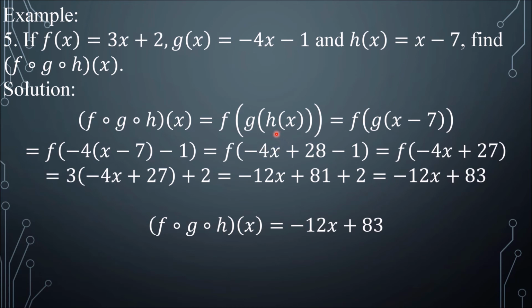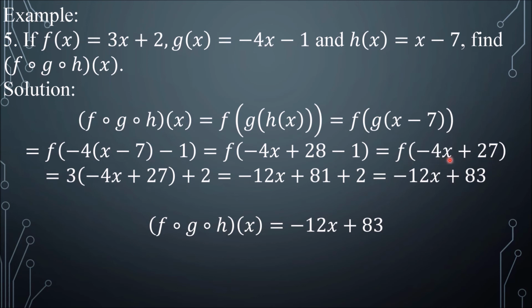So let's start first with h of x. h of x is x minus 7. So that's x minus 7. g of x minus 7 is negative 4 times x minus 7 minus 1, because g of x is negative 4x minus 1. So x minus 7 must be substituted to x here. So simplifying that, you have negative 4x plus 28 minus 1. That will be negative 4x plus 27.